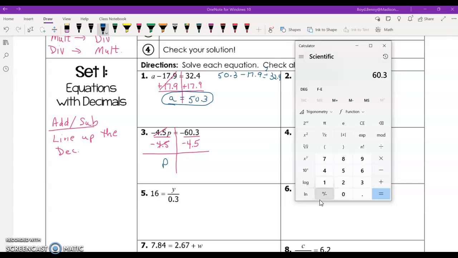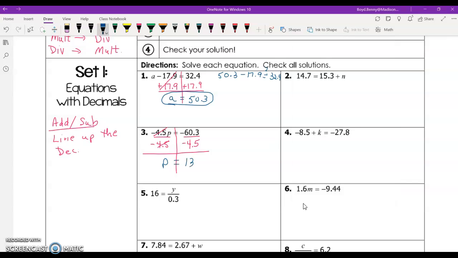Depending on your calculator, sometimes you can put the negative sign in first, sometimes you have to put it in afterwards. Divided by negative 4.5, and that's going to give me 13.4. Again, to check that, what I would do is plug it back in.